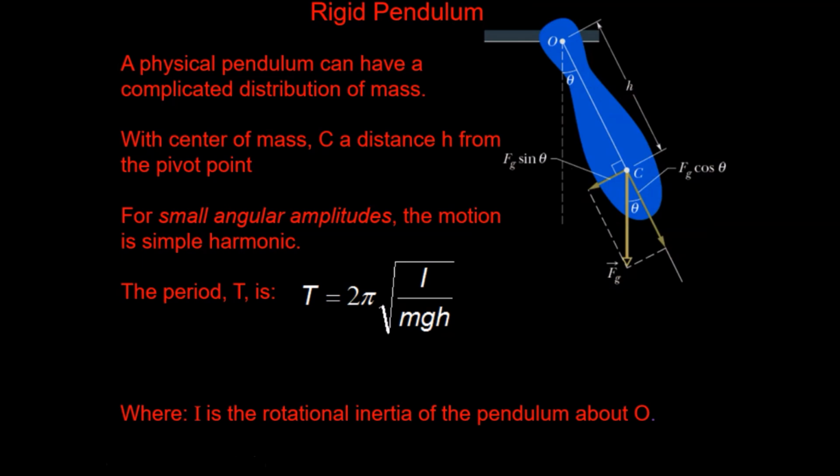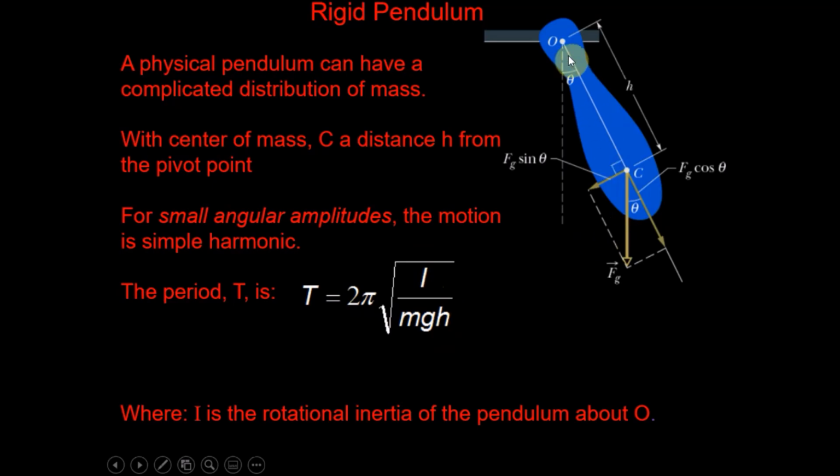When you do this, the distance that you need to consider is from the origin to the center of mass, not the overall length of the entire pendulum. So for small angular amplitudes, which is true of any simple harmonic motion, once you start getting to large angles, things start to break down a little bit. But for any relatively small angles, the period T is 2 pi root I over mgh.